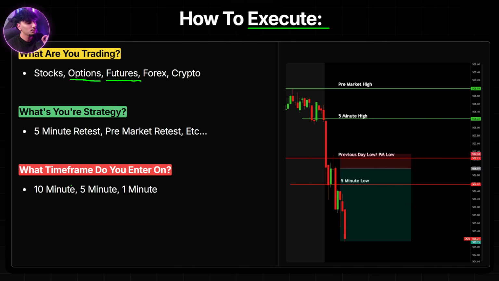And finally, you want to identify which time frame you want to trade on. Do you want to trade on the 10-minute, the 5-minute, the 1-minute? If you've been watching my channel, you know I only trade till 11 a.m. Eastern, and therefore I trade and execute my trades on the 1-minute time frame.